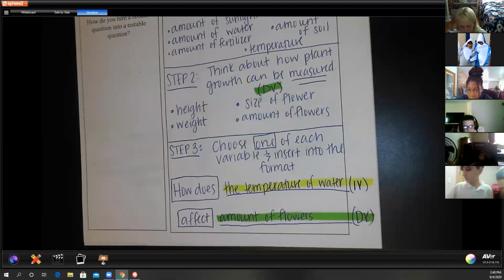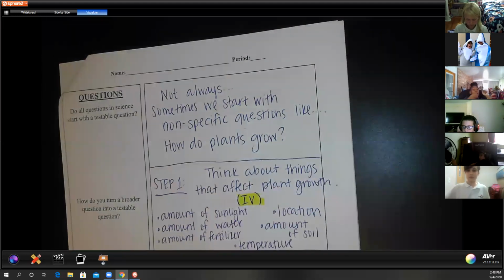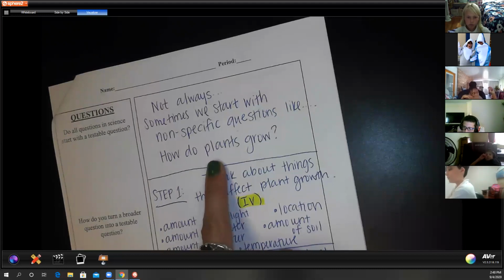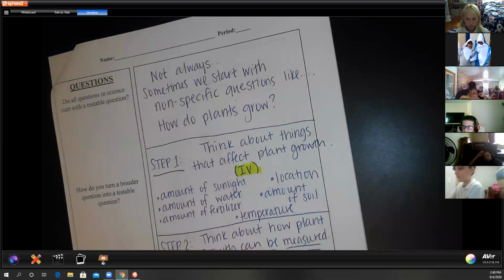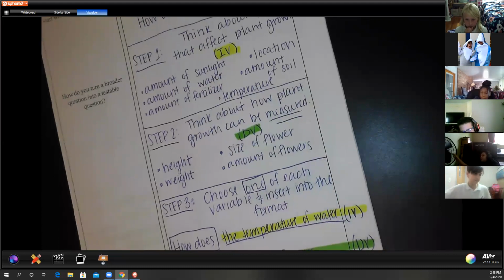So one thing I do want to point out, and I want everybody's ojos. Thank you. Don't you realize that we all started with the same question, how do plants grow? Yet almost all of us came up with different questions. So we could start with a non-specific question, but all design a different experiment. So before we leave, I want you to talk to somebody next to you. Tell me why it's important for us to be specific when we're developing a testable question.